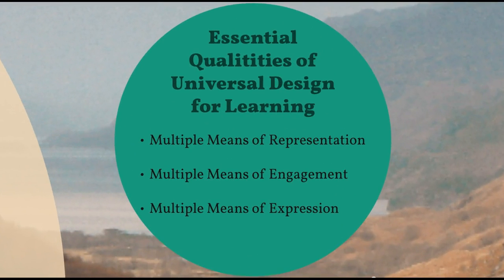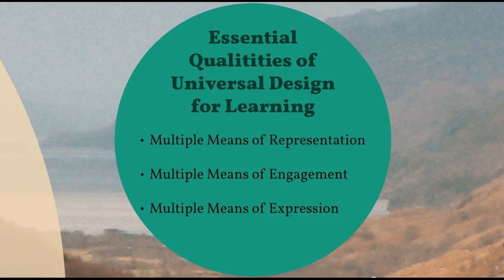There are 3 essential qualities of the Universal Design for Learning to consider when you're designing your lessons, and they are multiple means of representation, multiple means of engagement, and multiple means of expression. Within each of these qualities are methods designed to overcome learning barriers.